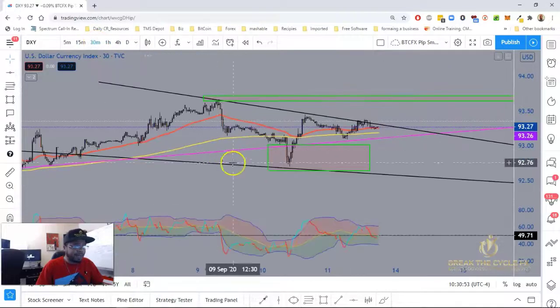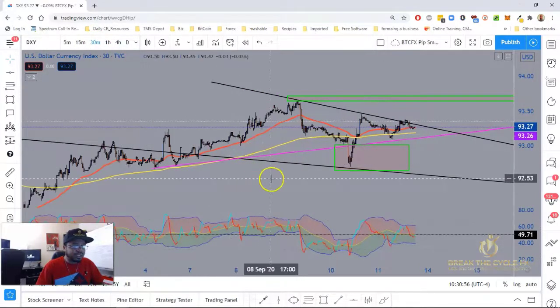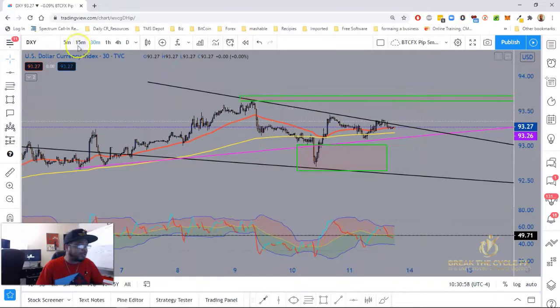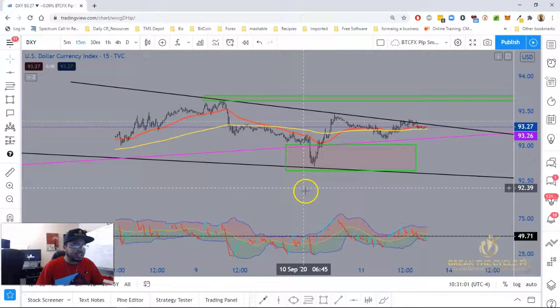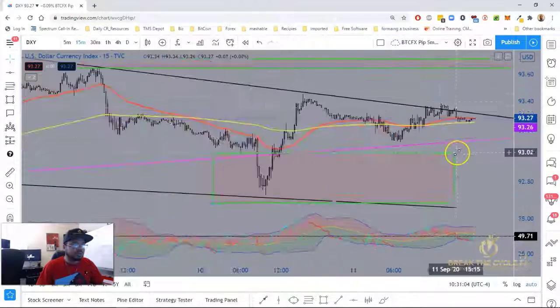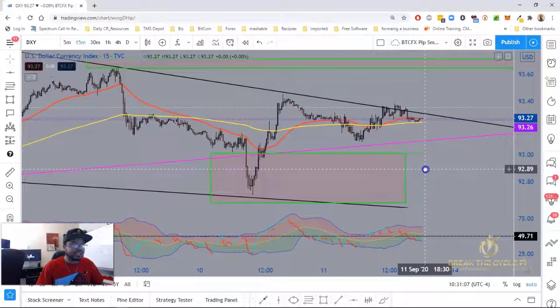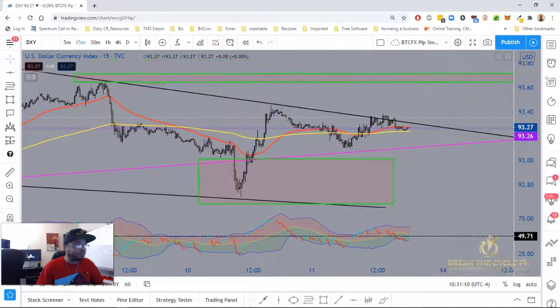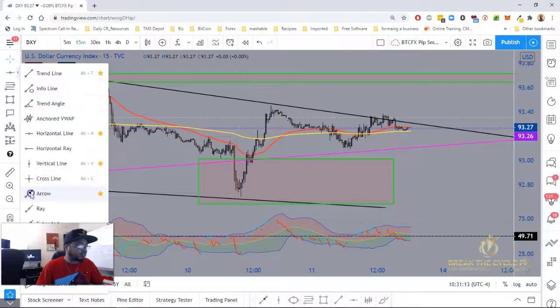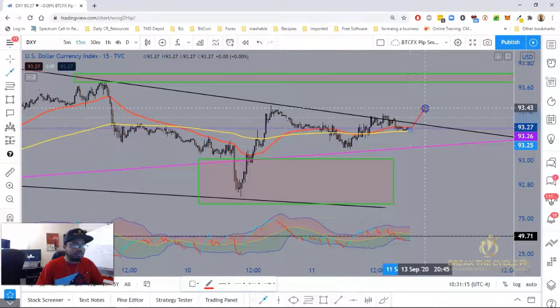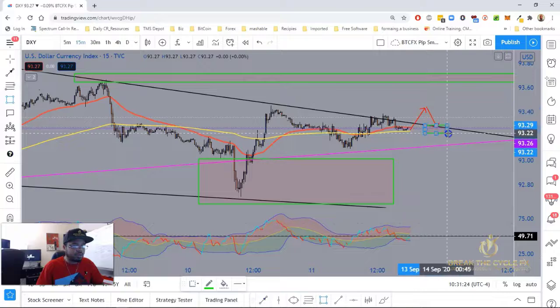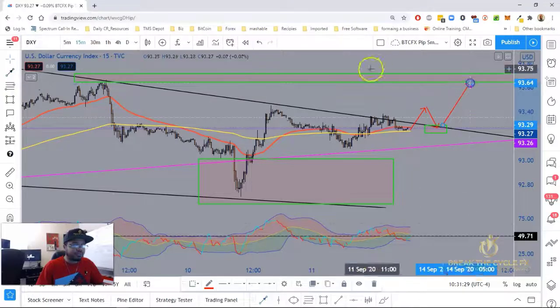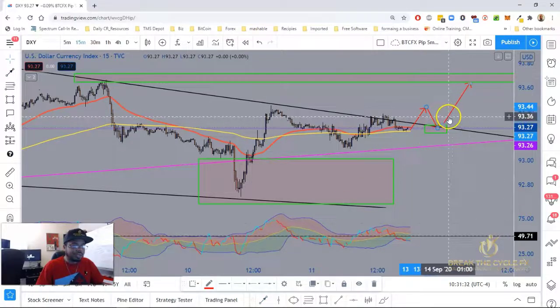And even look down at the 30-minute. Let's check it out. 30 minutes telling the same story on the uptrend. Let's look at the 15-minute. 15 minutes basically telling the same story. Oh, am I seeing price buy up? Breakout. Retest. Entry. Take profit is up here. Okay? Hope that made sense.